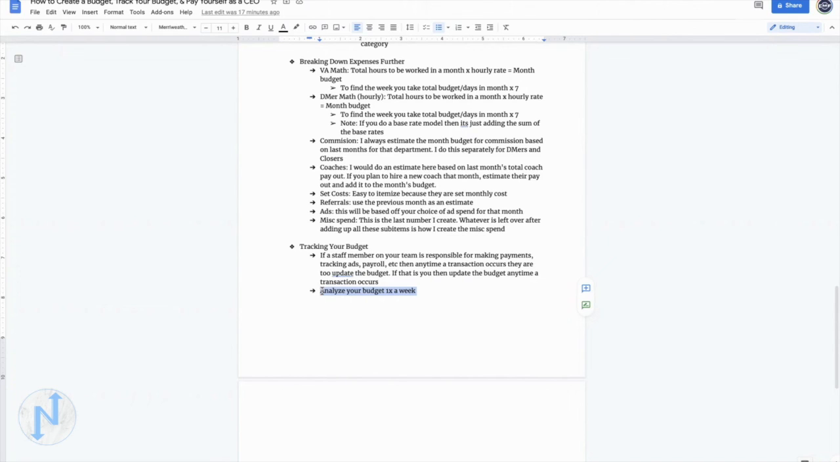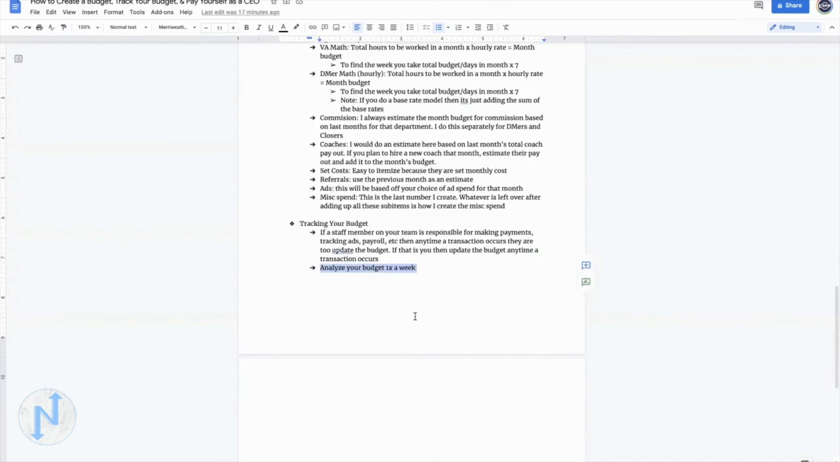I do it on Sundays. I look at the budget once a week. I see where we're at. If we're spending too much, I'll pull back. If we're not spending enough, I could push forward. If we're in a good place, we're in a good place, right? So just making sure that you have your finger on the pulse for the overall budget.